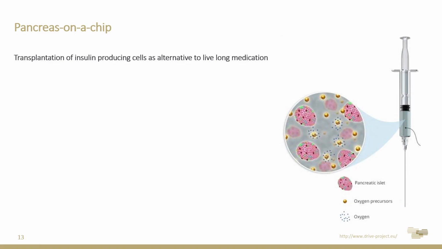I will guide you now once on the example of the pancreas on a chip, which a former PhD colleague did together with me in the lab, where we also try to implement these technologies. So the overall idea here was to have insulin-producing spheroids that could, on the long term, serve as treatment opportunity for diabetic patients.